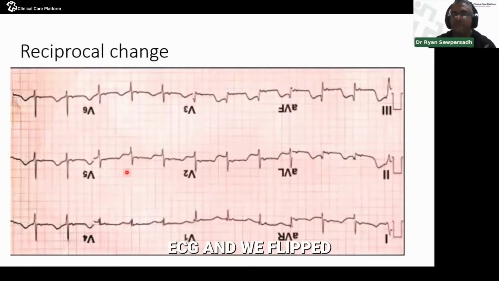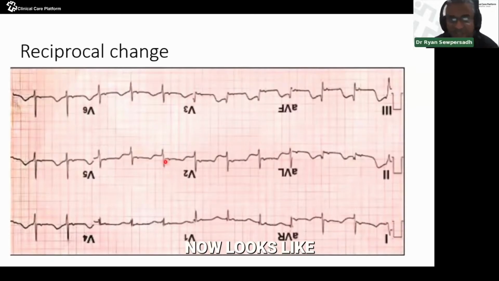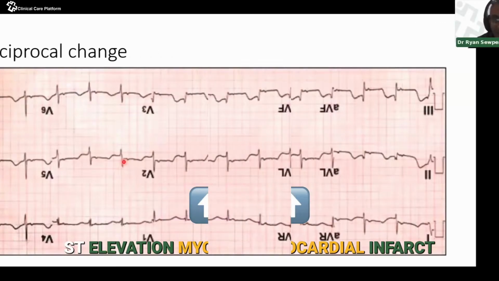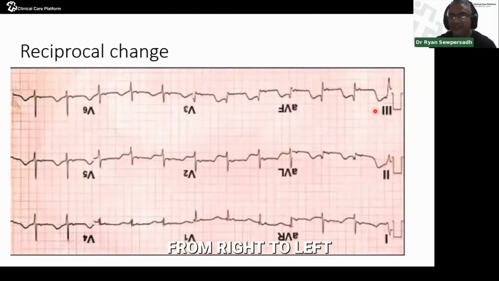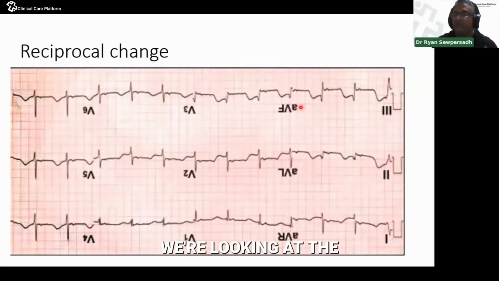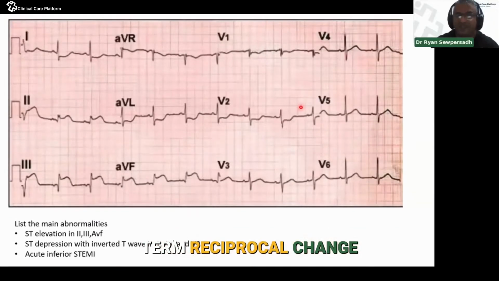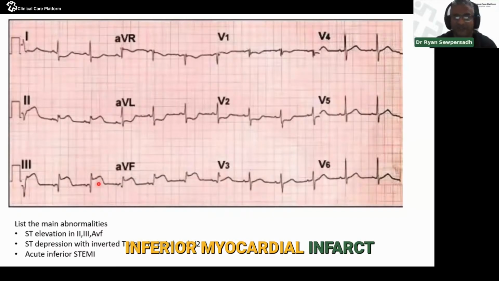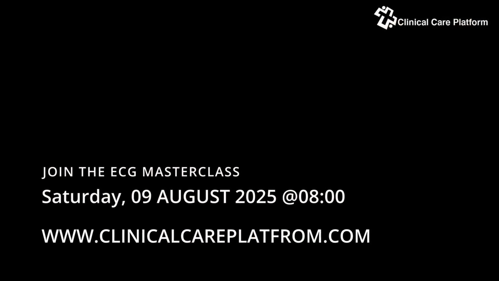We took that same ECG and we flipped it around, right? And if we read this ECG from right to left, then what was ischemia, as in 1, AVL, and V2, now looks like ST elevation myocardial infarct. If we look at what was infarction in 2, 3, and AVF, if we read it from right to left, now looks like ischemia. That is the beauty of the electrocardiogram, because guys, we're looking at the same heart, but from different vantage points. Hence, we use the term reciprocal change. So this is an inferior myocardial infarct. But in the anterior territory, we have ischemia. That's reciprocal change coming from the inferior event.